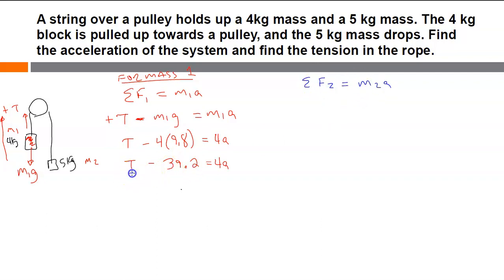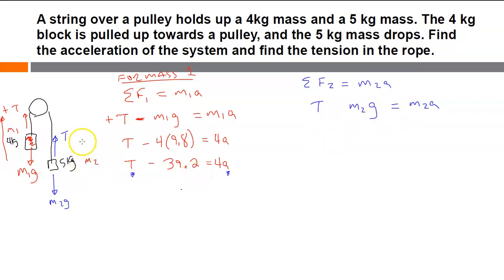Because I can't solve this, I don't know T, I don't know a, I need a second equation. If you have two unknowns, you've got to have two equations. Think about the forces acting on mass 2. Gravity pulls down, and the string once again pulls up. This is exactly the same picture, and therefore exactly the same formula that we ended up with last time.